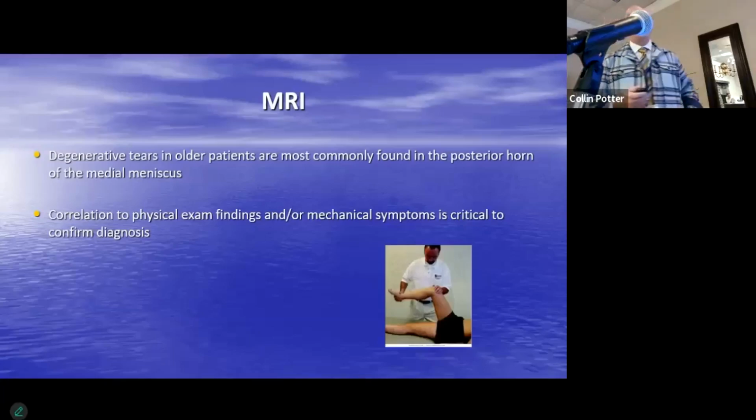So they all have tears. I rarely say, oh, it's a shame I'm cutting this out. That never is the case. And again, you want to correlate your physical exam findings, the patient's complaints, and that MRI when you do have a discussion about medial meniscus tears in, let's say, the over 45 population.